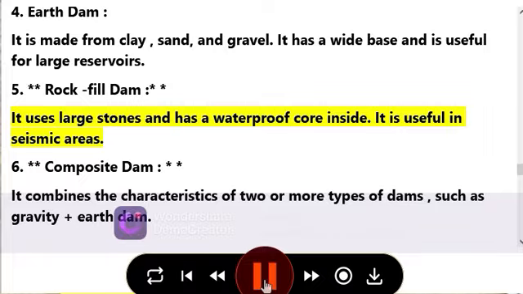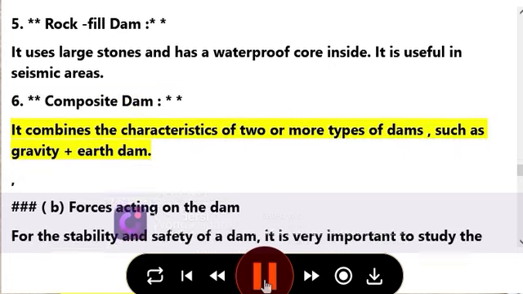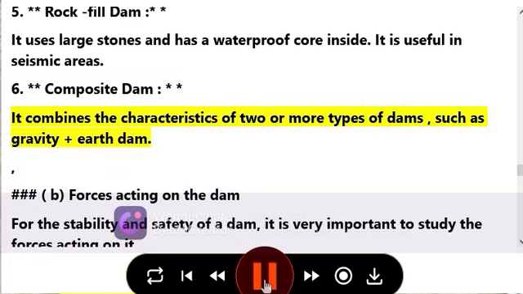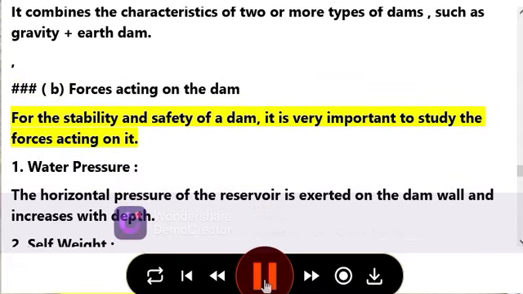5. Rock-fill dam. It uses large stones and has a waterproof core inside. It is useful in seismic areas. 6. Composite dam. It combines the characteristics of two or more types of dams, such as gravity plus earth dam.